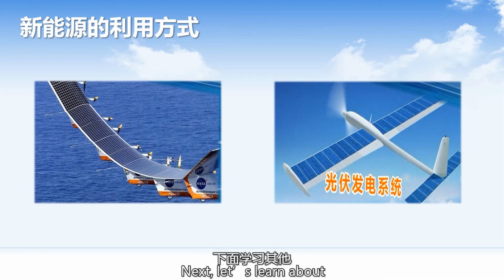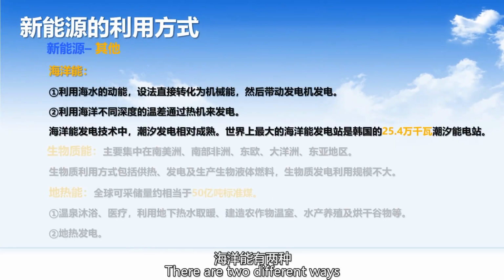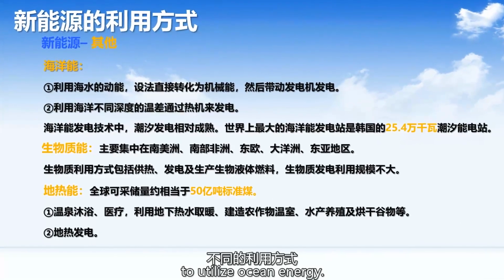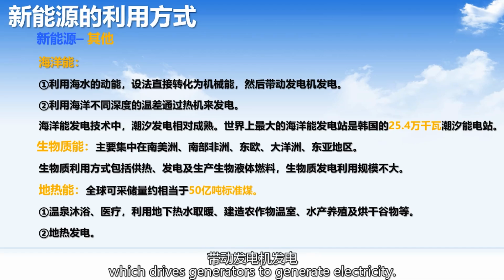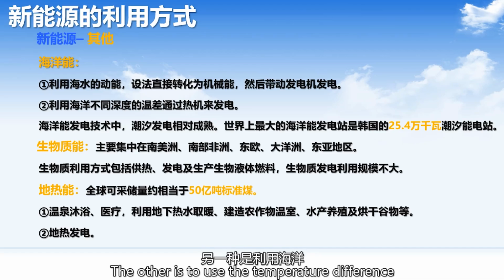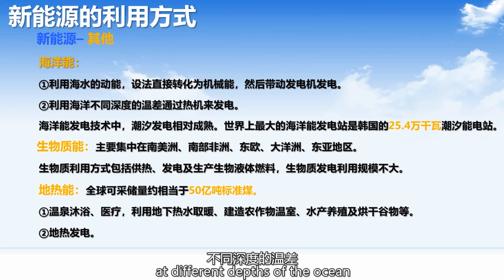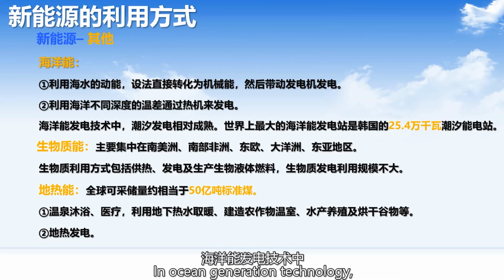Next, let's learn about the utilization of other new energy sources. There are two different ways to utilize ocean energy. One is to directly convert the kinetic energy of seawater into mechanical energy, which drives generators to generate electricity. The other is to use the temperature difference at different depths of the ocean to generate electricity through thermal engines in the ocean generation technology.